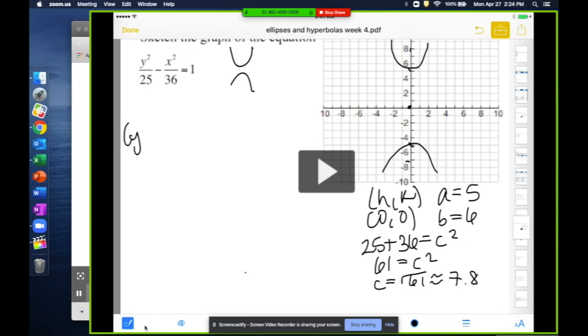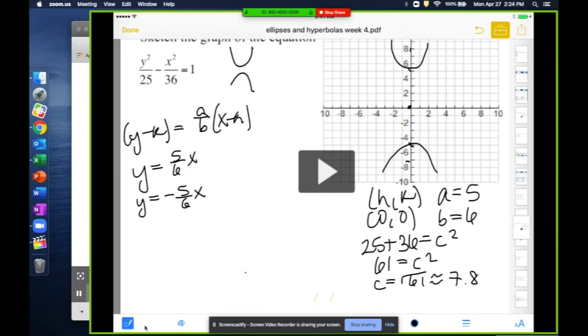So I'm going to take y minus k, but k is 0, but y minus k equals, since it's vertical, I'm going to do a divided by b times x minus h. Well, h and k are both 0, so that's going to turn into y equals 5 over 6x, and then also the negative, because I'm going to do plus and minus, I want both. This is a linear equation with just a slope of 5 over 6. So I can go up 5 over 6, make a dot, down 5 over 6, make a dot, right 5, down 6, make a dot, and then left 5, up 6, make a dot.